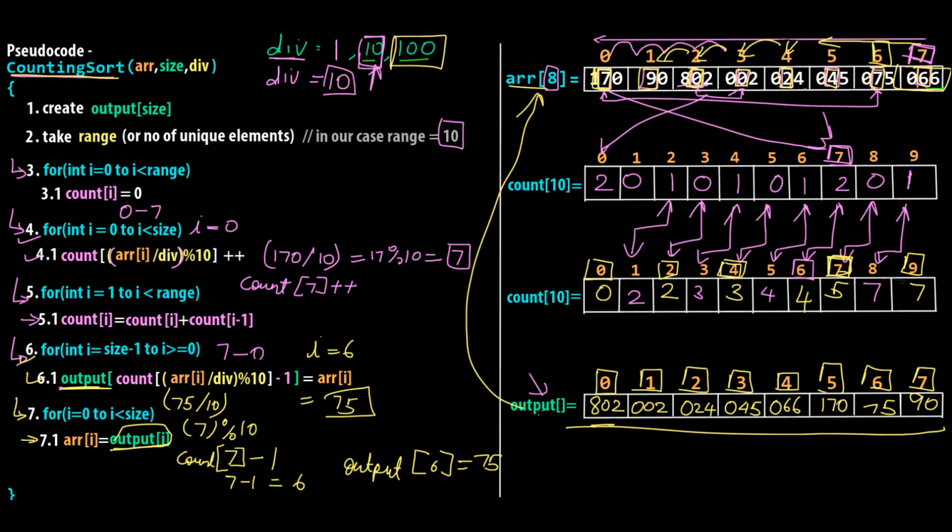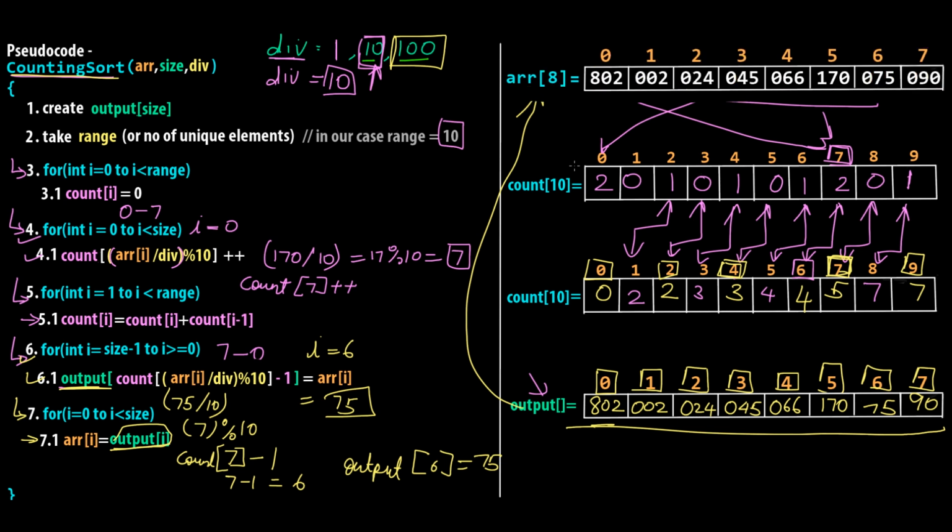So let's first transfer all these values, 802, 002, 024, back to the original array. And there you go, this is now our new array, that is the same input array, on which we will apply one more time the counting sort, but this time the div value is going to be 100.